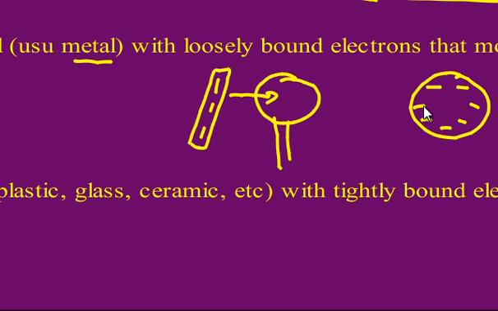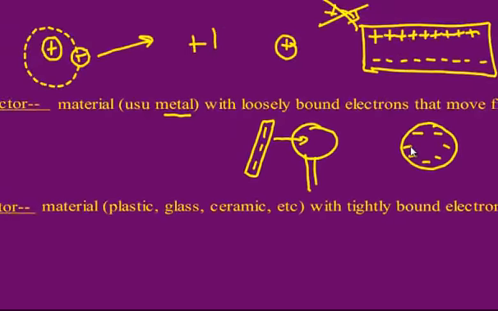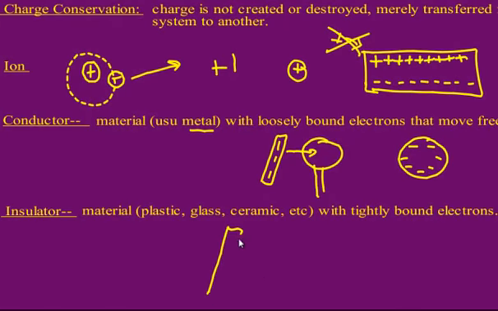So those electrons will immediately spread around to the outside of the sphere, and they can do that because metals allow electrons to move freely. Insulators, like plastic and rubber, don't work that way.